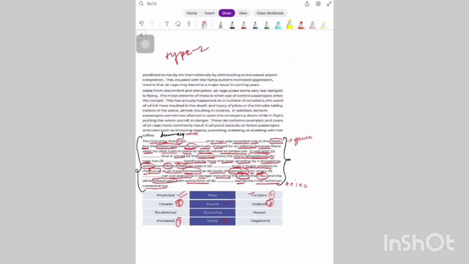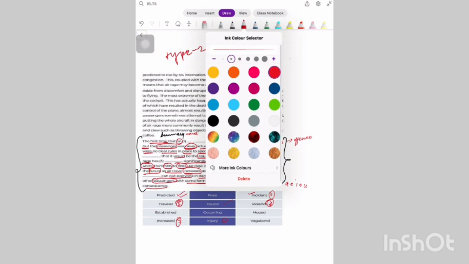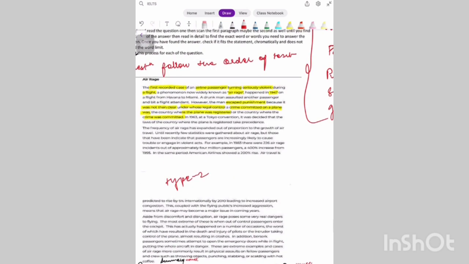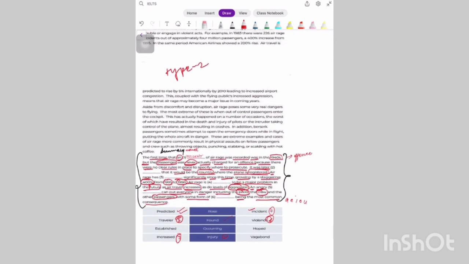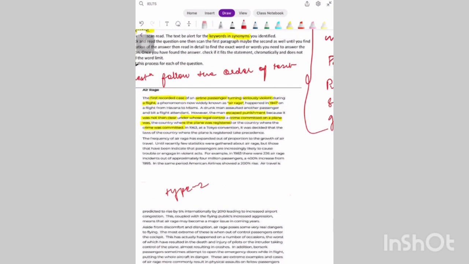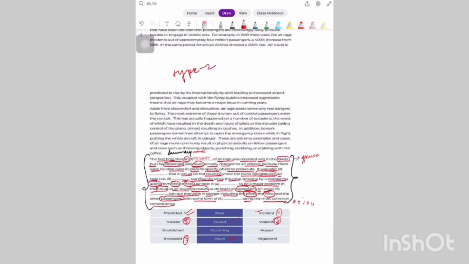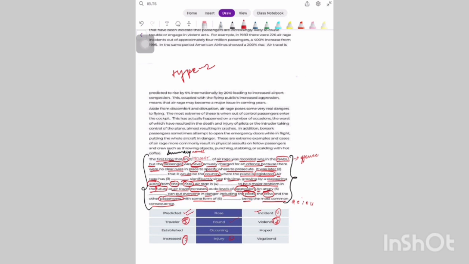So I'm going to write here in capital letters, incident of air rage. And can you look at the paraphrasing, the first recorded case, the first time that an incident. So case is written here as incident. Airline passenger. So you can look for the paraphrasings here, synonyms. It was later dash that it would be the country where the plane is registered. So this line we have already.